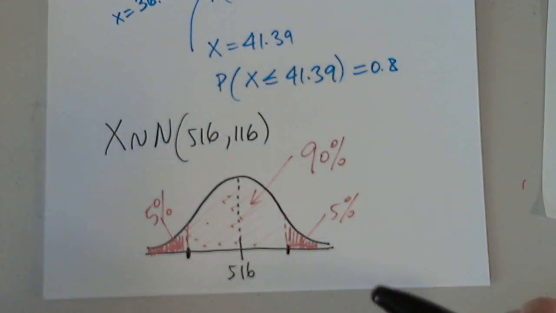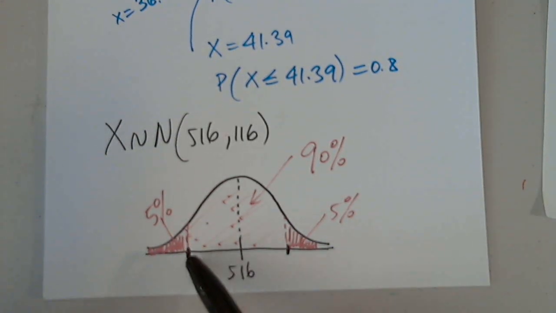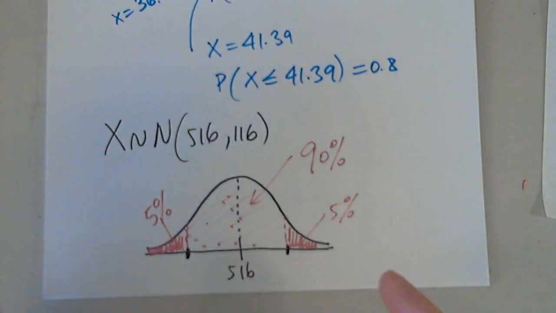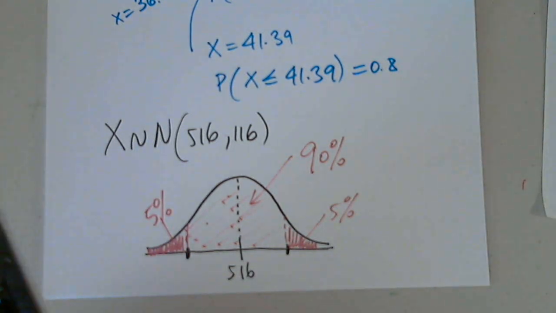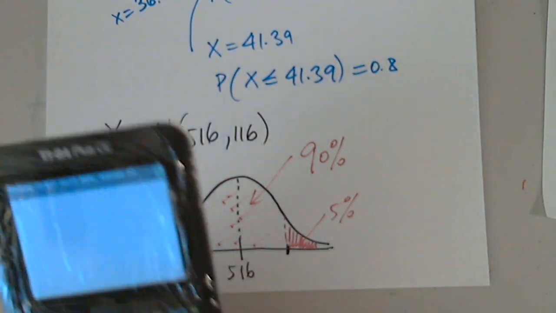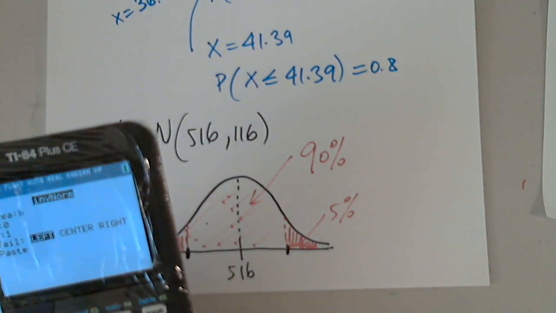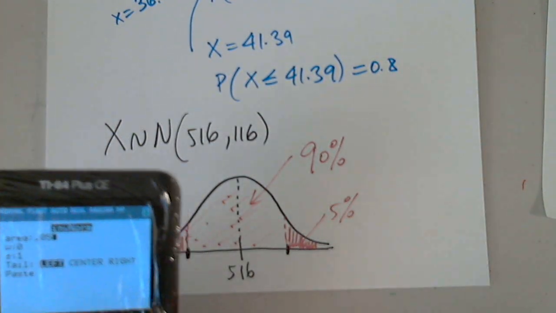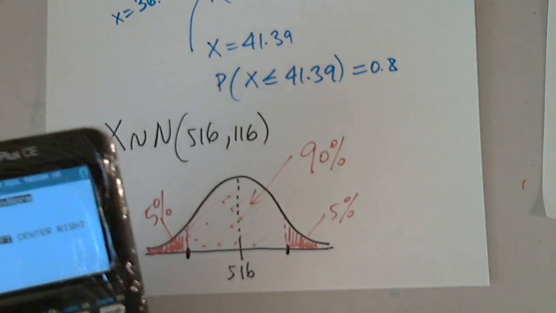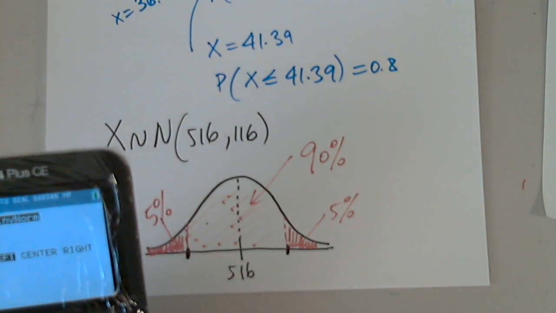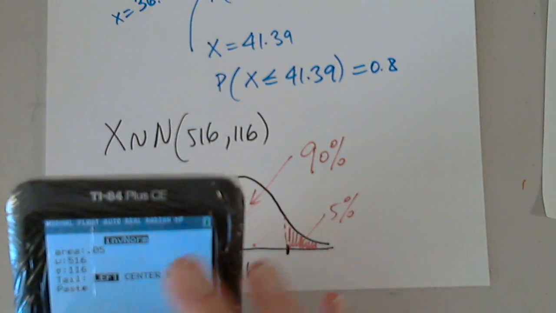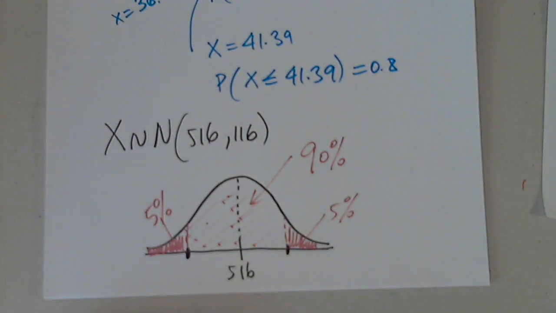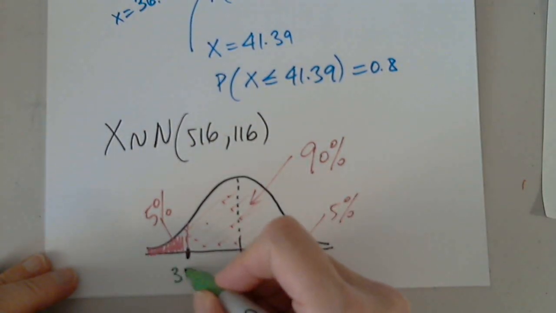So we could use inv norm for this value here, and inv norm for this value here with the area to the left. I think these new calculators give the area to the right as well, but I haven't tested it, so you can try it if you'd like. So inv norm, area to the left, 0.05. Please do not put percentages in the area. The mean, 516. Standard deviation, 116. And my calculator's left. As I said, I have not tested that so far. So, yes, it's left. I want 325.19. So, 325.